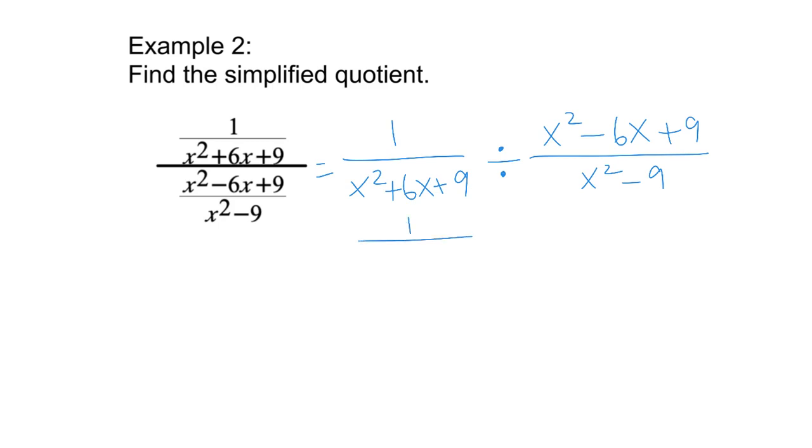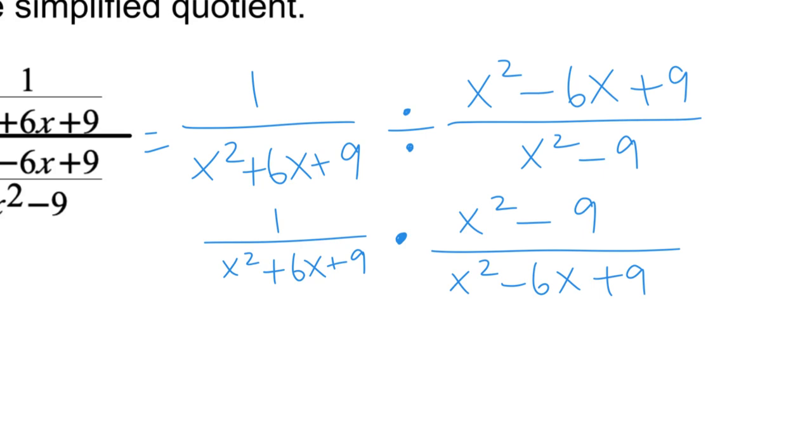So I'm going to keep this first one the same. I'm going to multiply, and I'm going to flip my second fraction. So x squared minus 9 is on top now, and x squared minus 6x plus 9 is now on bottom. All right, so now that we have it in a multiplication, we are going to do as much factoring as we possibly can. So the top of that fraction on the first one is just 1, so there's really nothing to factor. Going to keep it the same.